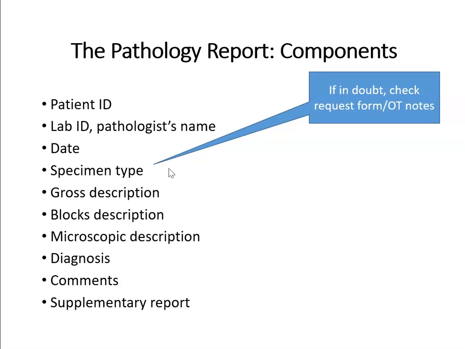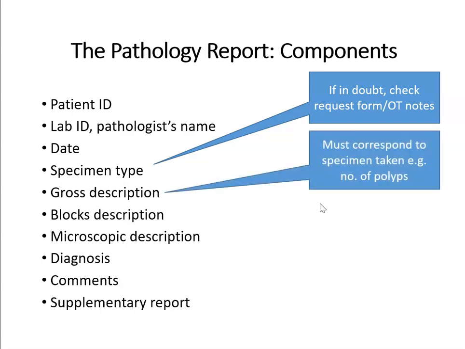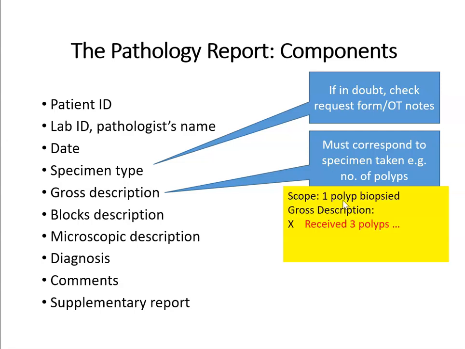So some notes for the specimen type: of course, if this is in doubt, it's always important to check the electronic medical records for the operation notes or perhaps even speak to the procedurist where necessary. The gross description should always correspond to the specimen taken. And one example that we may sometimes miss out is, for example, in colonic biopsies, where there are polyps that are biopsied. Sometimes the scope only mentions that there's one polyp that's biopsied.